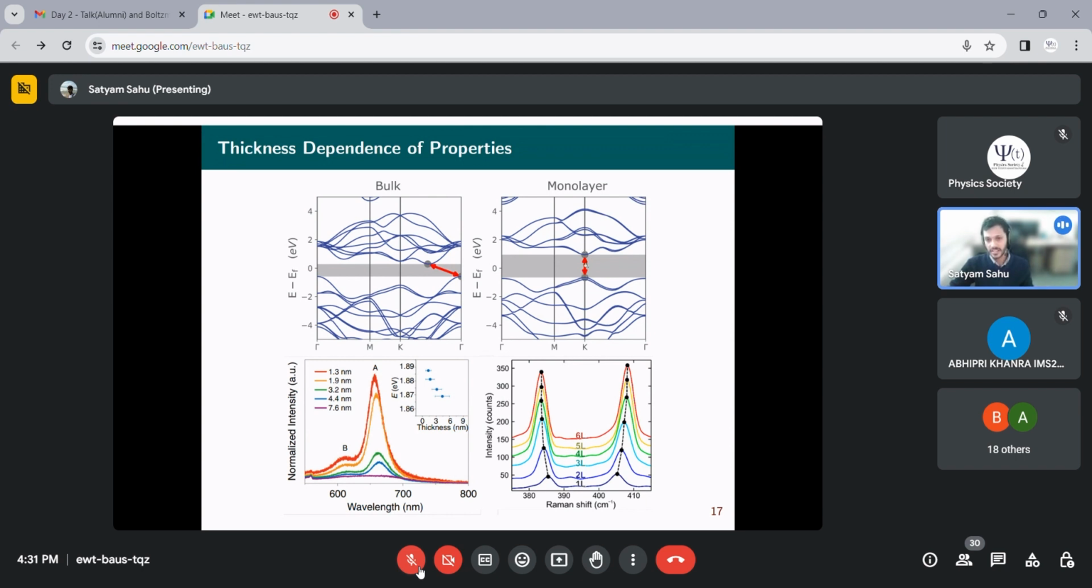So in such cases, the carriers can easily go to the conduction band when you excite them with the light, and then they can again come back to the valence band emitting some light. So here, if we see the left bottom panel, we have the thickness dependent photoluminescence spectrum, again of molybdenum sulfide.